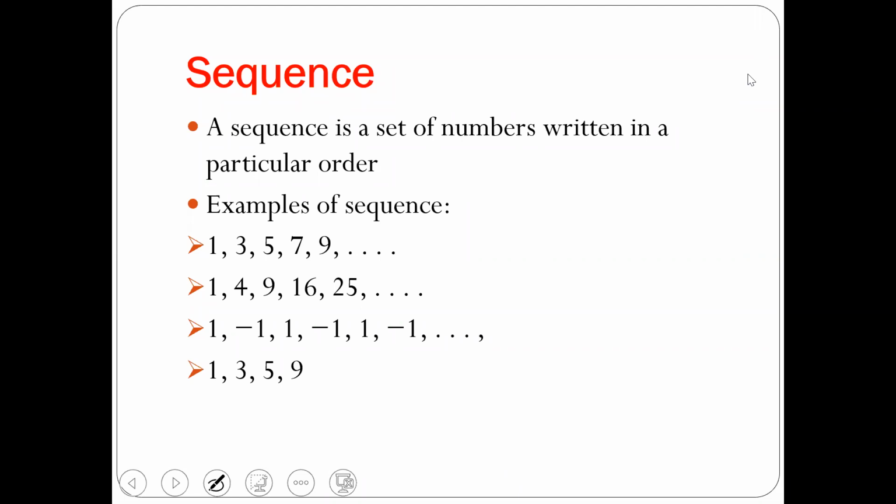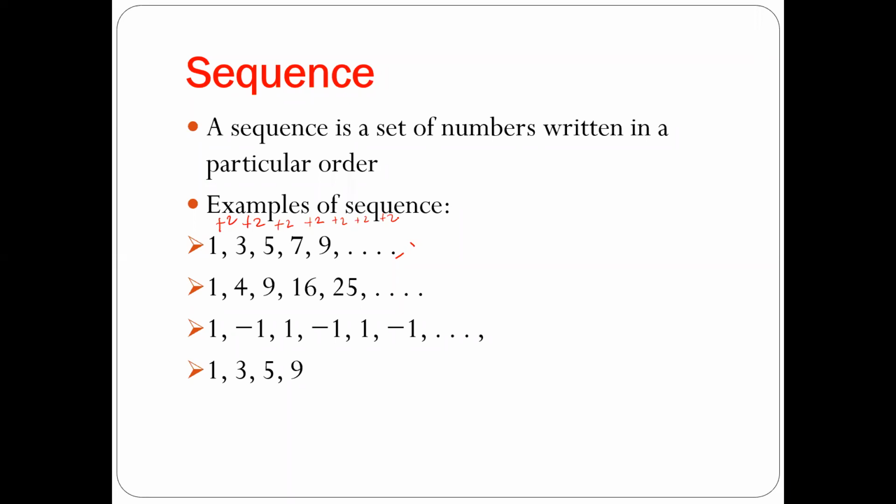Here are some examples. 1, 3, 5, 7, 9. Here we see 1 plus 2 is 3, 3 plus 2 is 5, 5 plus 2 is 7, 7 plus 2 is 9. This is a sequence. Here the pattern is that we add 2 to the preceding term to find the successive term. Each successive term has a constant difference from its preceding term.